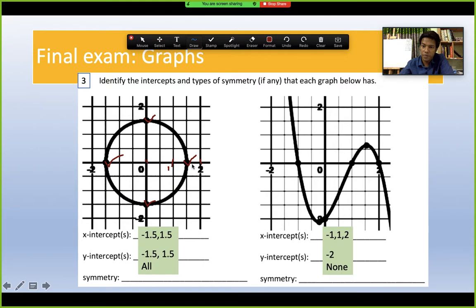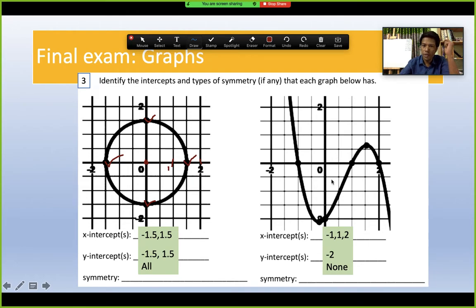Scaling will be different for different graphs, so we have to be very careful about the scaling. So we have the x-intercept and y-intercepts here, and for symmetry, we actually have all symmetry here: x symmetry, y symmetry, and origin symmetry, since it is a circle and the center is at 0. Up and down are the same about the x-axis, left and right are the same about the y-axis, and corners are the same about the origin. If up and down are the same, it means x symmetry. If left and right are the same, it means y symmetry. If corners are the same, it means origin symmetry.